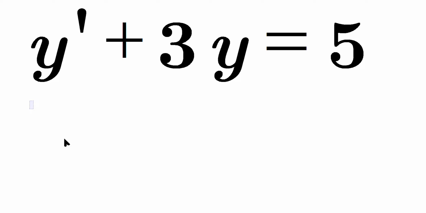So in this case, because in front of the y you have a 3, your integrating factor is basically this quantity, e raised to the 3t. So you begin by multiplying each term by the integrating factor.